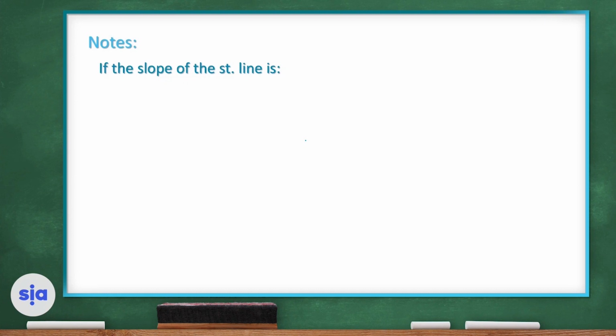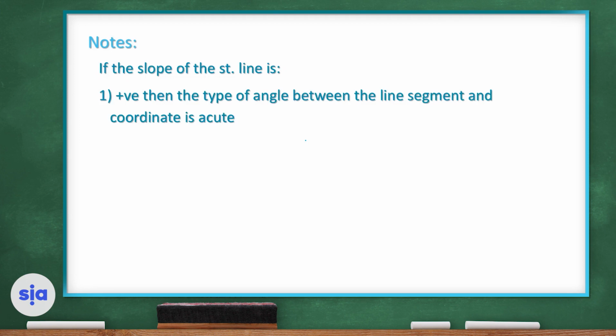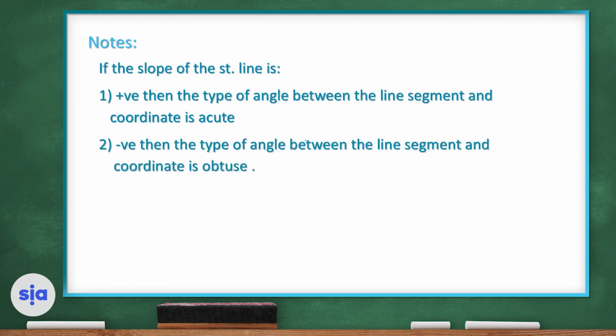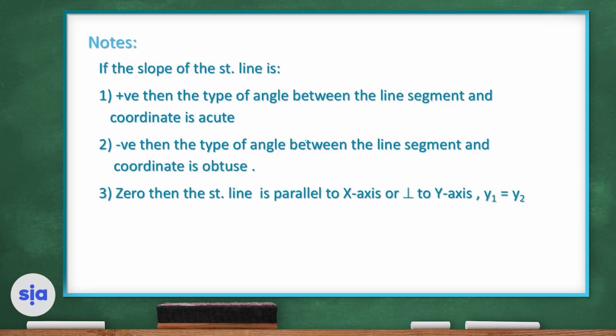Let's check some notes. If the slope of the straight line is positive, then the type of angle between the line segment and the coordinate axis is acute. If the slope of the straight line is negative, then the type of angle is obtuse. If the slope of the straight line is 0, then the straight line is parallel to the x-axis or perpendicular to the y-axis, y1 equals y2.